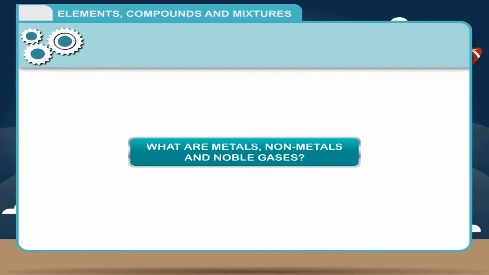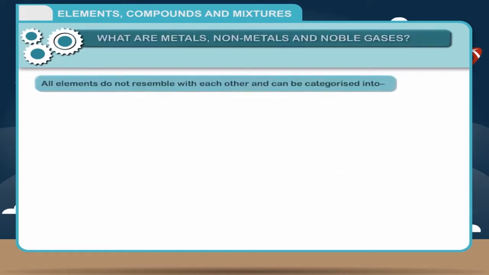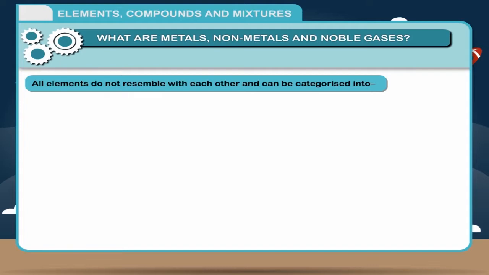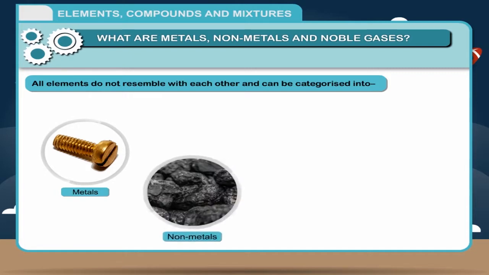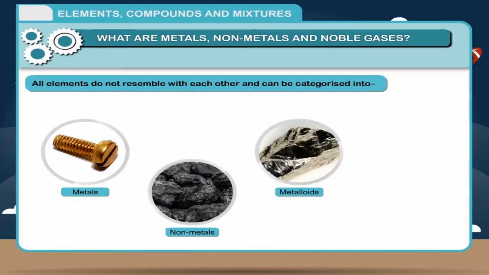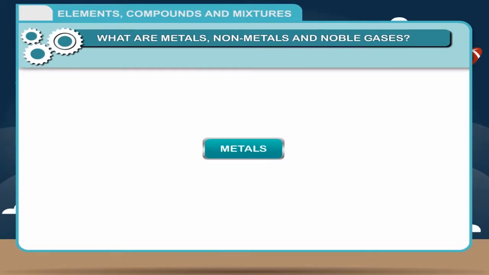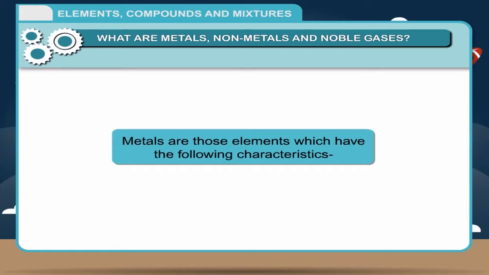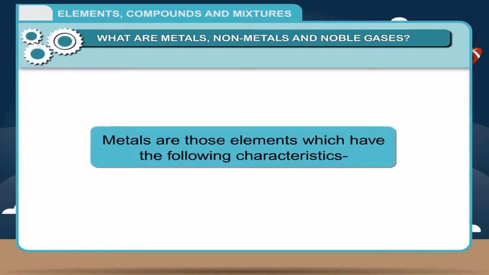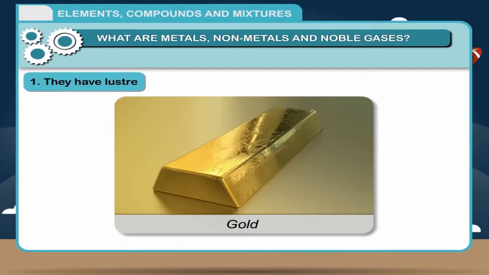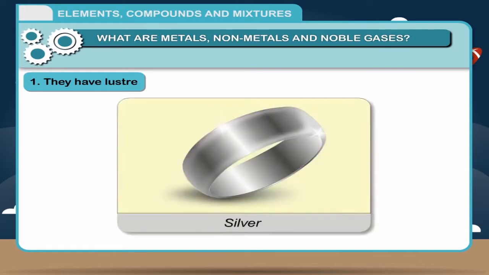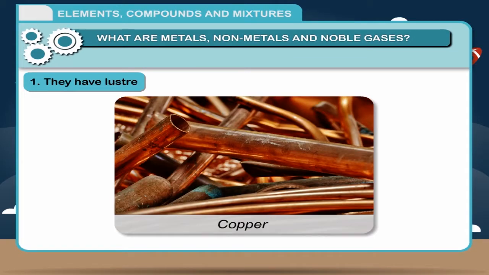What are metals, non-metals and noble gases? All elements do not resemble each other and can be categorized into: 1. Metals, 2. Non-metals, 3. Metalloids, 4. Noble gases. Metals. Metals are those elements which have the following characteristics. 1. They have luster, which means that their surface shines when light falls on it. Examples: gold, silver, copper, etc.